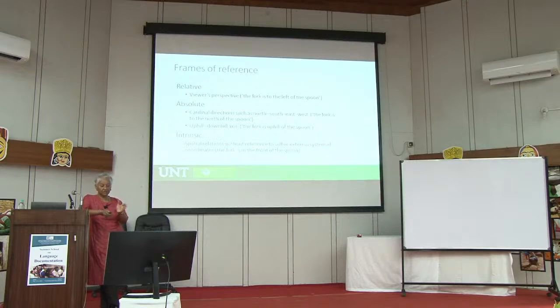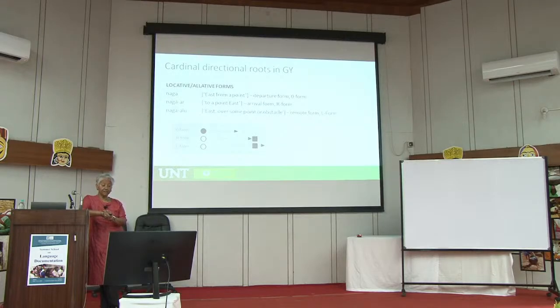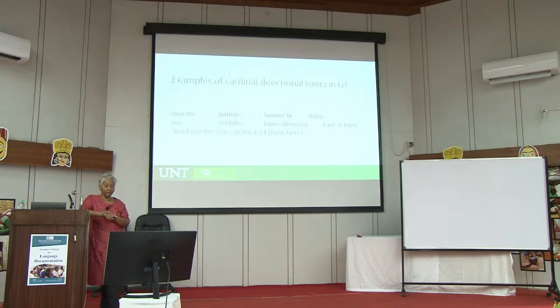Then, intrinsic is just like you've got two different items, the self is not involved, it's the actual items themselves and where they're located in relation to others. So in Guru Nimiti, you'll see that this frame of reference is incorporated into the language with these kinds of forms, they almost look like case markers. They've got the names of case markers, locative and allative. So if you have something that is to the east, on a point, then that would be this Nagaga form. If you're focusing east, if you're focusing on the arrival point, then you say Nagahar. If it's east but it's over some sort of hill or obstacle, then you have the Nagaharu. Those are the different forms that you see grammaticalized to have this frame of reference implemented.